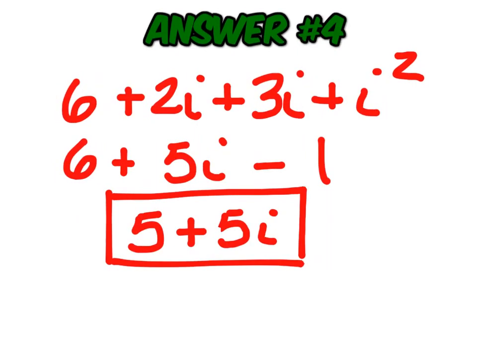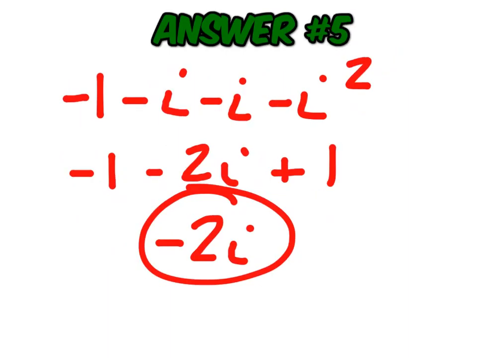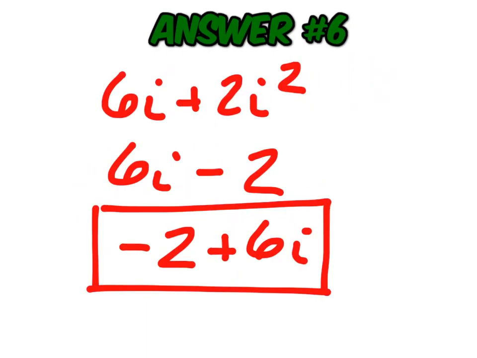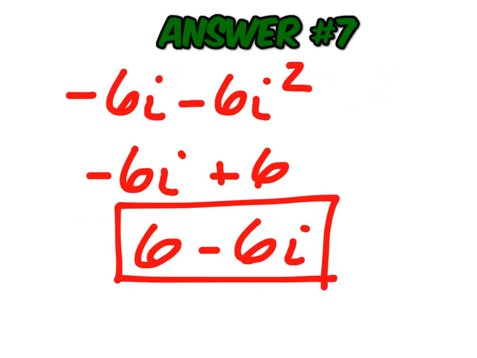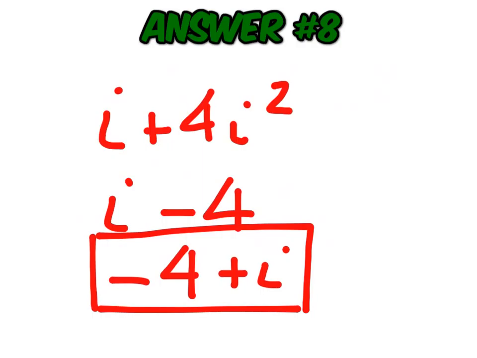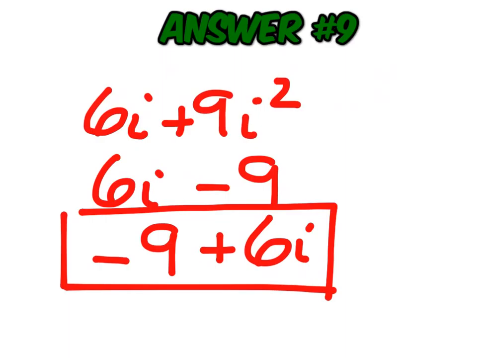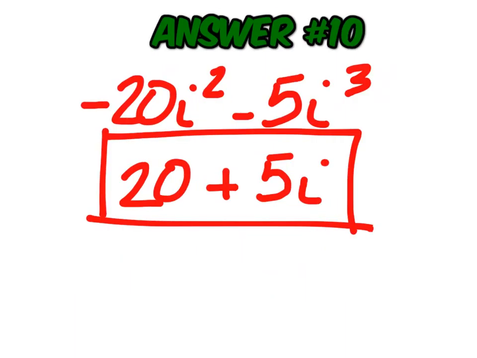4 is 5 plus 5i. 5 is negative 2i. 6 is negative 2 plus 6i. 7 is 6 minus 6i. 8 is negative 4 plus i. 9 is negative 9 plus 6i. 10 is 20 plus 5i.